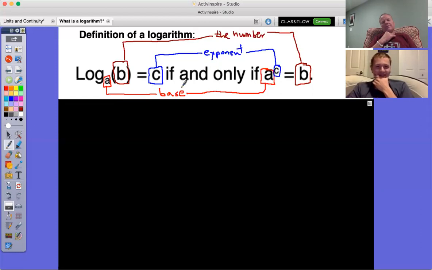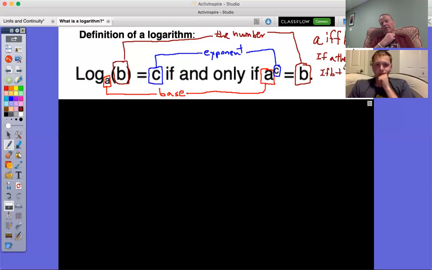Anyway, sometimes statements like definitions are written in if and only if form. And in fact, mathematicians are notoriously lazy. Sometimes they even abbreviate if and only if as IFF. That means if I know A, then B. And if I know B, then A. And that's what this is saying for us. If logarithmic, then exponential. If exponential, then logarithmic.